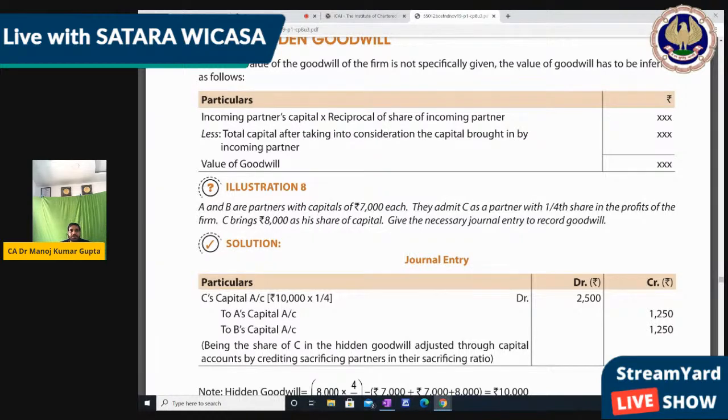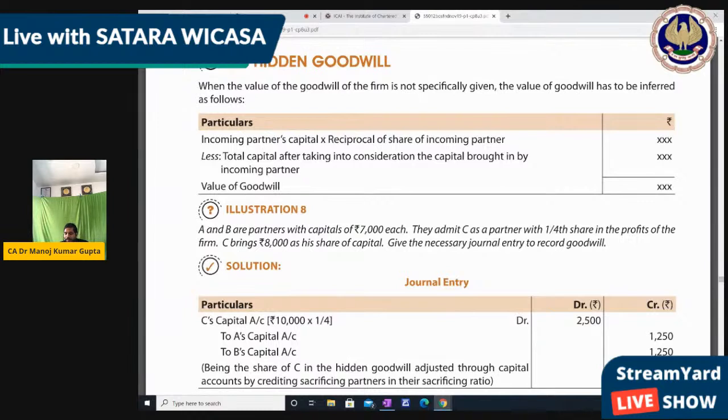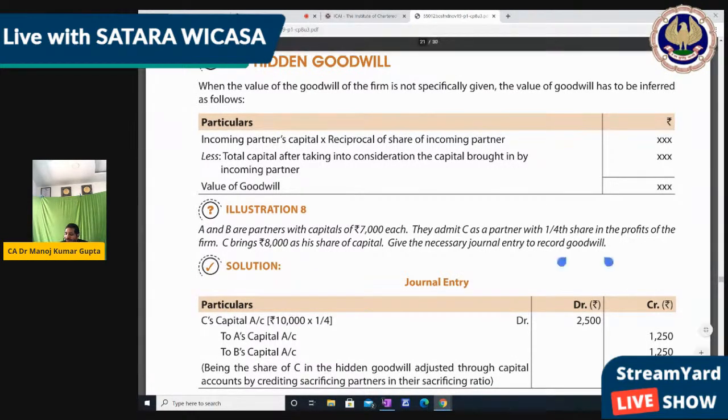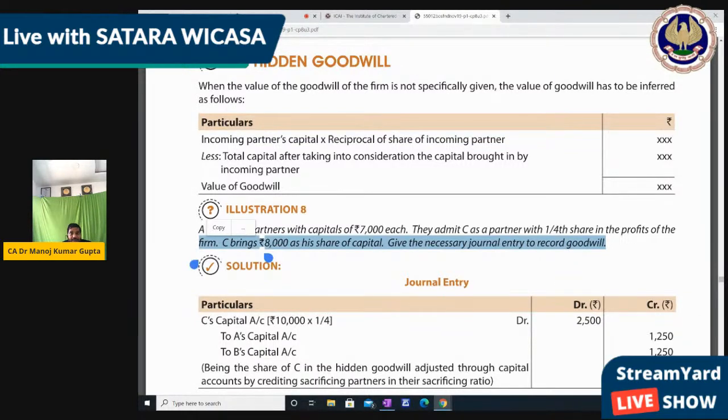Next, question number 8. A and B are partners with capital of 7,000 each. They admit C as a partner with 1/4 share in the profit of the firm. C brings 8,000 as his share of capital. Give the necessary journal entry to record goodwill. Nowhere has the goodwill amount been mentioned, but they say give the necessary journal entry to record the goodwill.